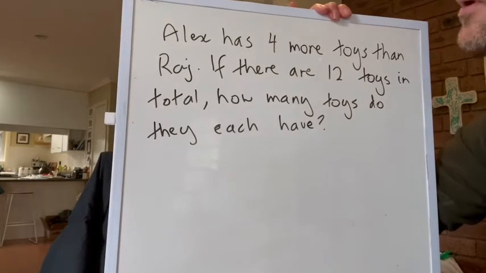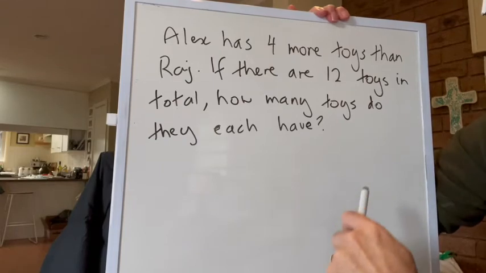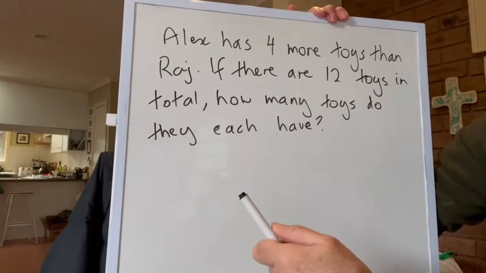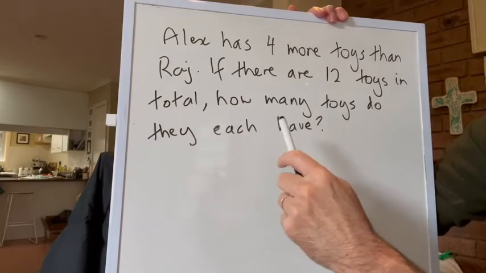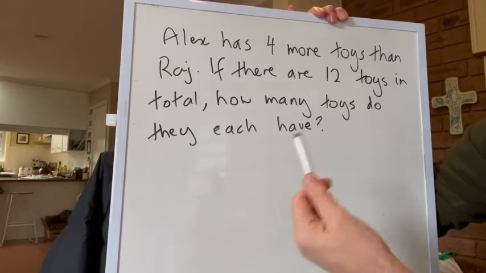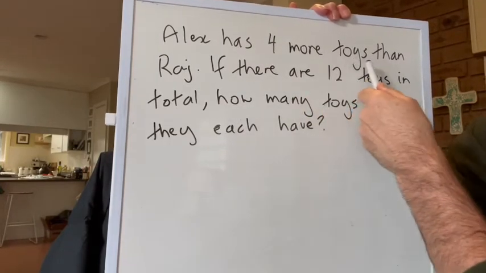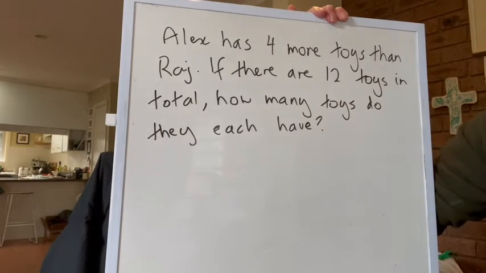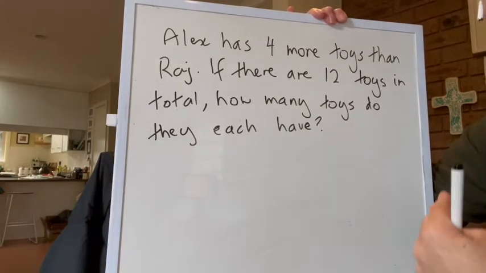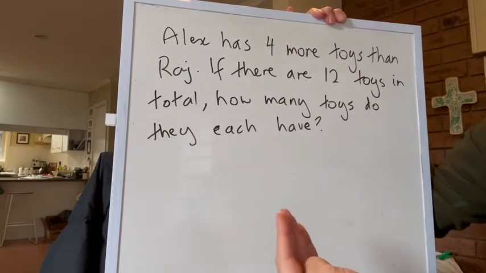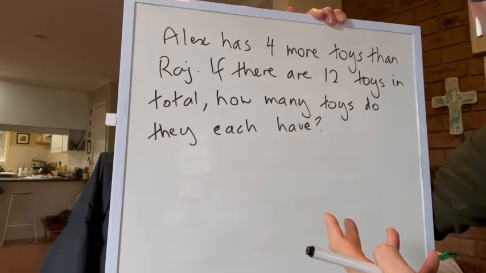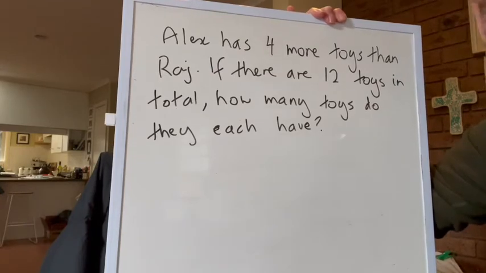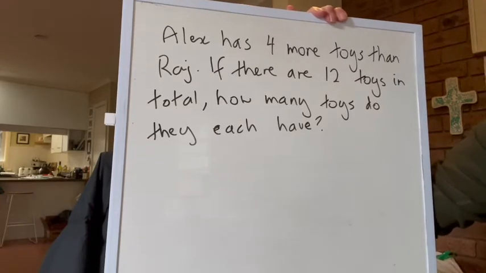Okay, so here we have a situation where we have two people. Often they're described as being friends, or brother and sister, or things of that nature, and one has a number of something. In this case, it's toys, and often it's things like cards or marbles or lollies, and the other person will have either more or less or a multiple of those toys, lollies, marbles compared to the other.